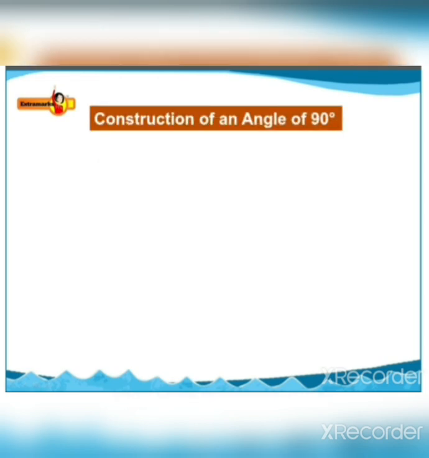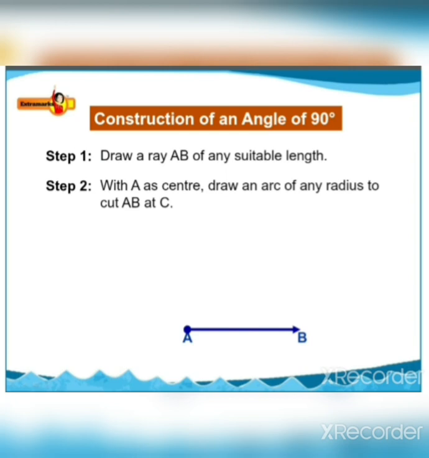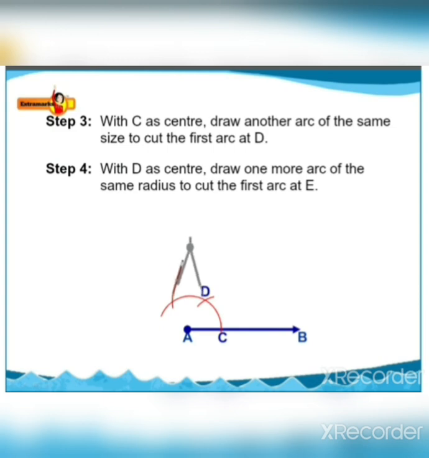Now, let's learn the construction of an angle of 90 degrees. Draw a ray AB of any suitable length. With A as center, draw an arc of any radius to cut AB at C. With C as center, draw another arc of the same size to cut the first arc at D. With D as center, draw one more arc of the same radius to cut the first arc at E.